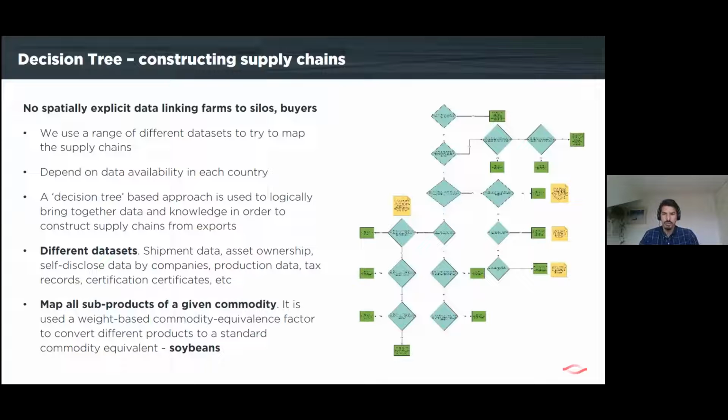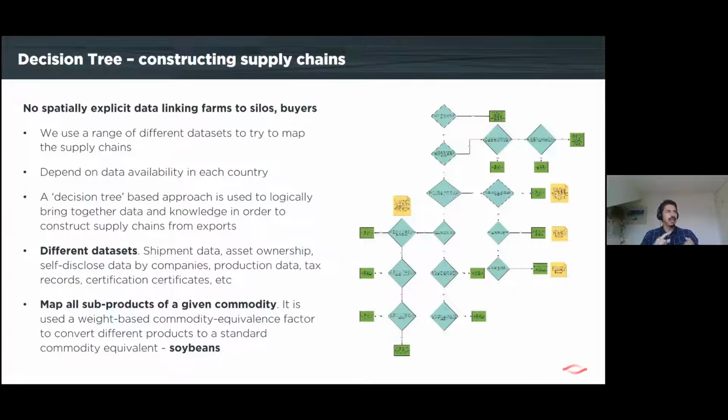So everything starts when we go to one country and see, okay, beef is driving deforestation in Brazil, and we want to start mapping it to the exports. So we look at all the data available, any data that the government has, any data on deforestation, any data on commodity supply chains. It depends on the data availability and the accuracy of each model. It varies across contexts. But basically we use a decision-tree based approach to bring all the datasets together and triangulate them to see where the commodity is coming from.